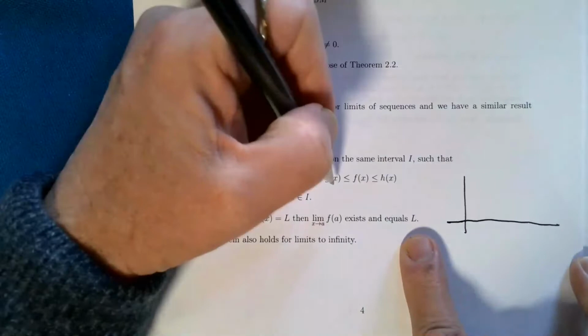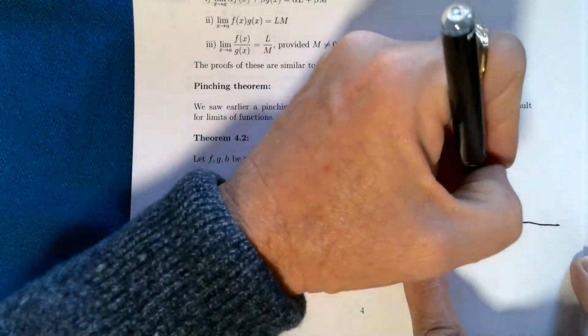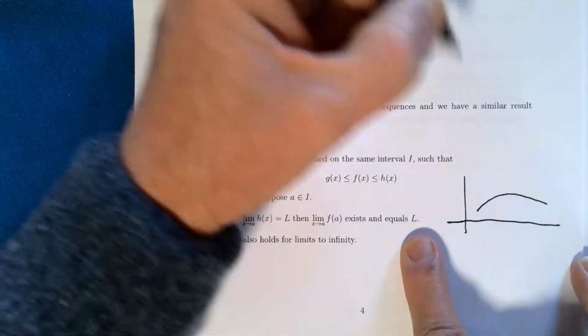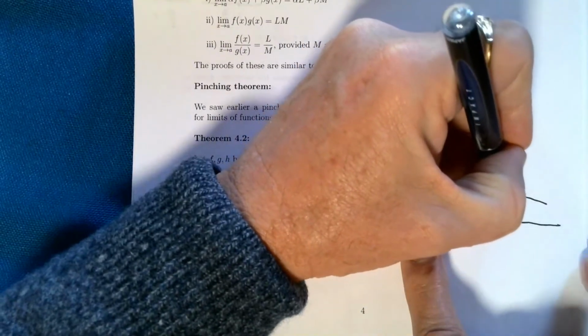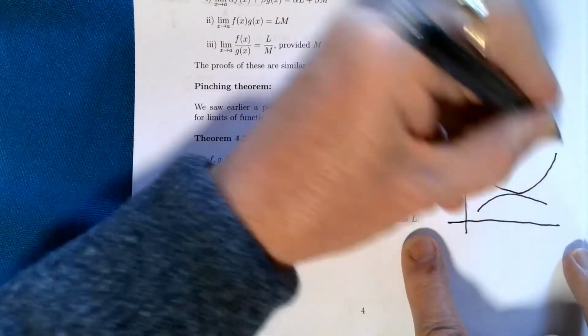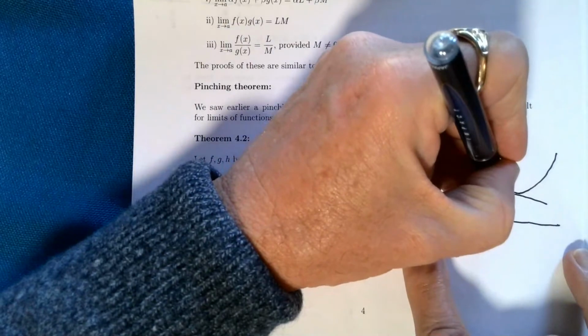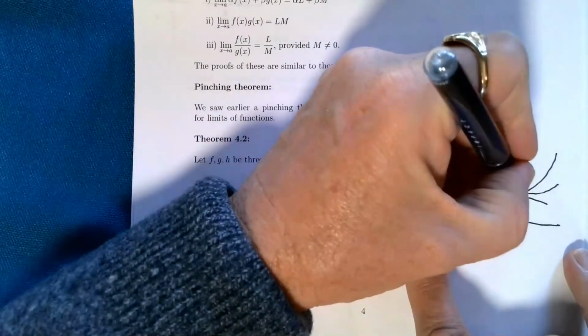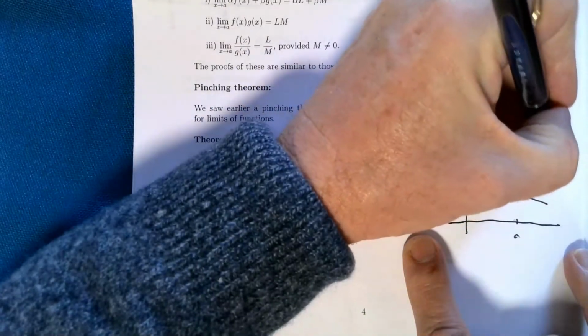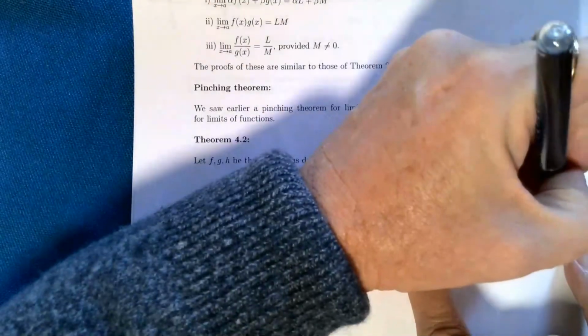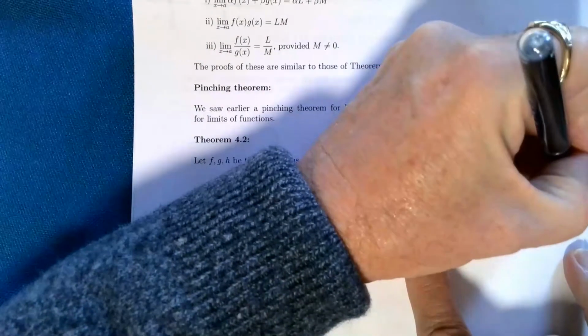So we can draw a little bit of a picture here with this. So what have we got? We've got g's the smallest, we've got h is the biggest, and we've got f is trapped somewhere in between, so there's the point A. So this was the h up here, this was the g down here, this is the f there.